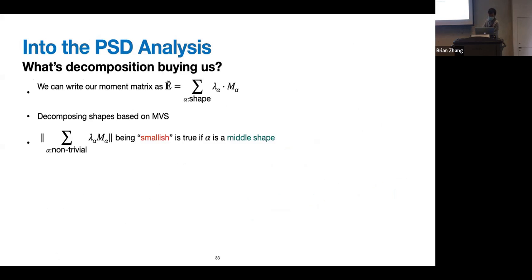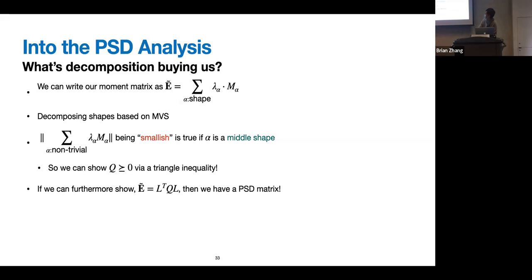And what's this decomposition buying us? Why do we need to go through all this? It's because the inequality that we want to show earlier is not true if you have this decomposition. But if you constrain yourself to alpha, there is a middle shape where the left and right part are the minimum vertex separator. You can control this quantity now, which means you can use the triangle inequality to show the middle matrix is PSD. And if you can furthermore show EQ is essentially L transpose QL as we desire, then we are done because it's a PSD matrix.